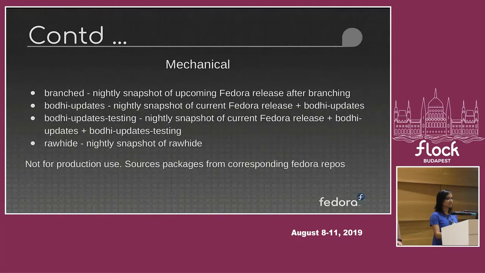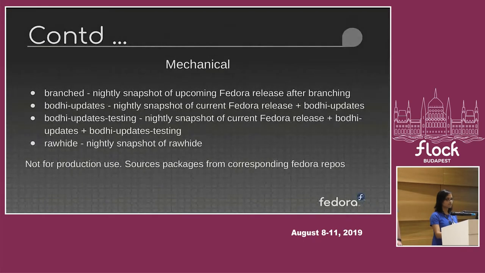So branched is the next upcoming Fedora: after some time, before the stable version is released, we branch from rawhide. At that time the branched ref will be in use, and it will contain the nightly snapshot of the packages which are in branched. And bodhi-updates is the nightly snapshot of the current Fedora release, Bodhi updates included, and similarly bodhi-updates-testing includes the current release, Bodhi updates, and Bodhi update testing.